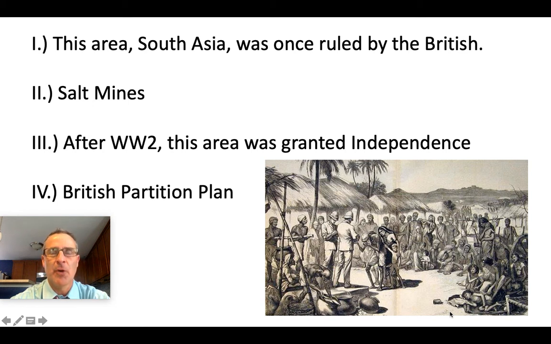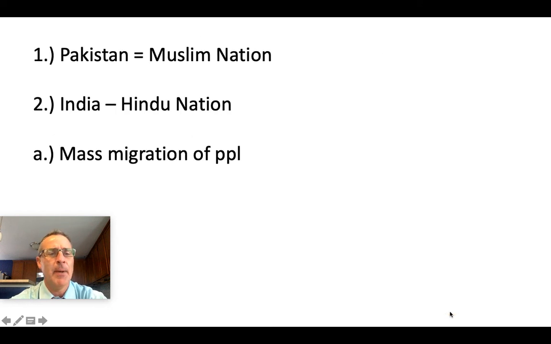Borders were drawn that separated families, cultures, and religions. Borders were drawn where maybe a group of people became the minority group, and they didn't want to be the minority group. They wanted to be part of the majority group. So the British partition plan, as they drew the borders for these new countries, obviously created a lot of issues and challenges as South Asia became free and independent. So to make a long story short, basically, Pakistan was going to be established as a Muslim nation.